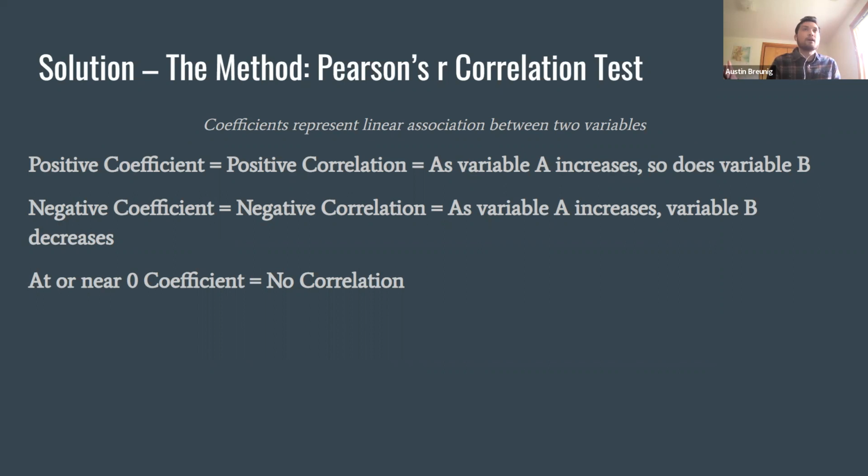And so the method that I chose to use was a statistical correlation test, the Pearson's R, which represents a linear association between two variables. A positive coefficient indicates a positive correlation, which means that as one variable increases, so does the other. A negative coefficient indicates a negative correlation, where as one variable increases, the other decreases. And if the coefficient is at or near 0, then there's no linear relationship between those two variables.